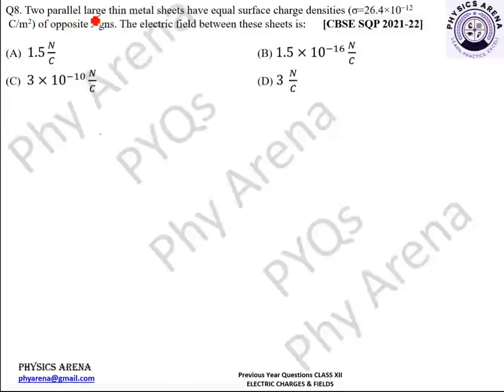Question 8. Two parallel large thin metal sheets have equal surface charge densities sigma, that is equal to 26.4 multiplied by 10 to the power minus 12 Coulomb per meter square, of opposite signs. The electric field between these sheets is, so we are having two sheets. One is positively charged and the other one is negatively charged. And we need to find the electric field at a point between the sheets.